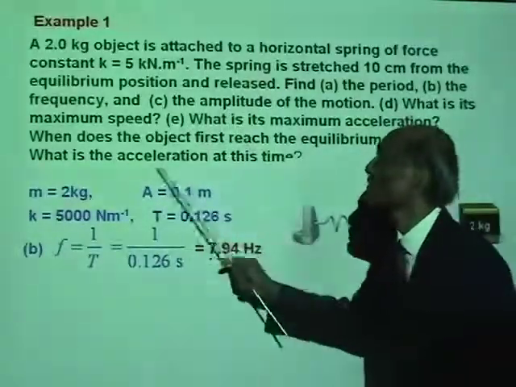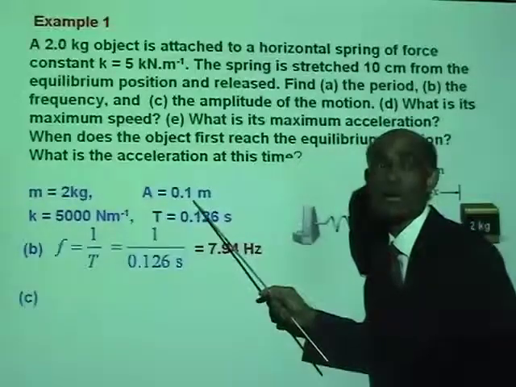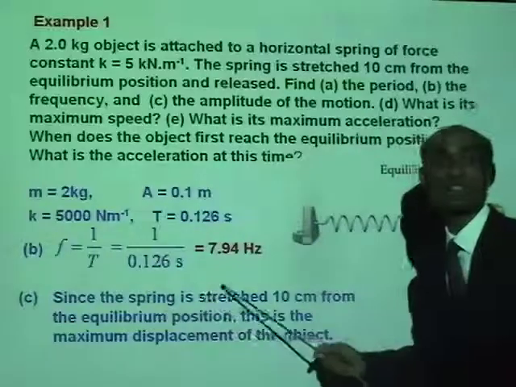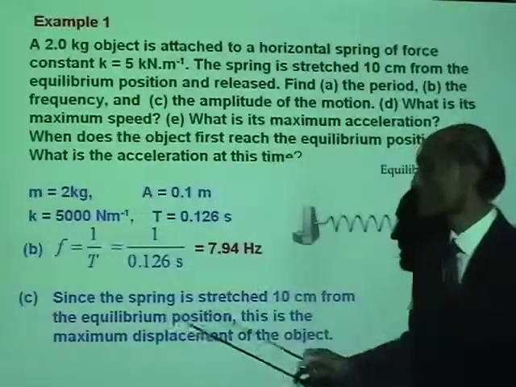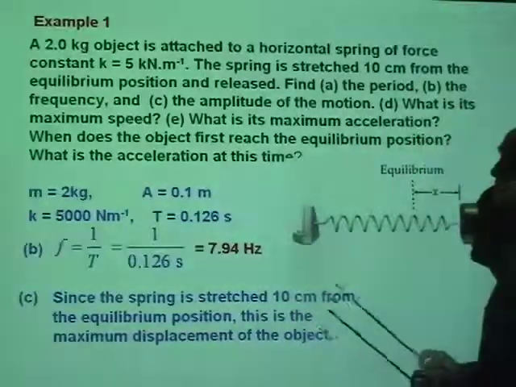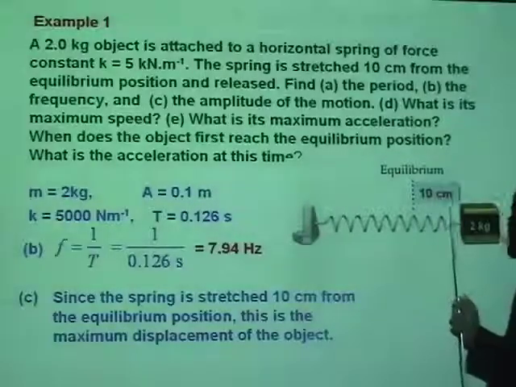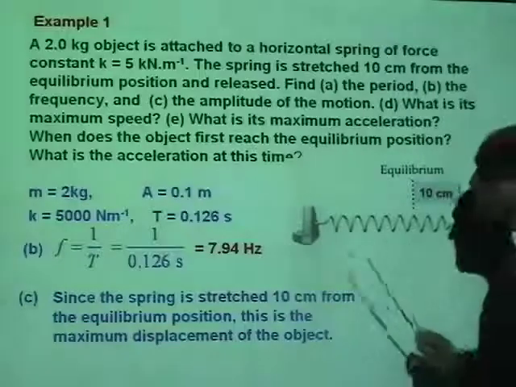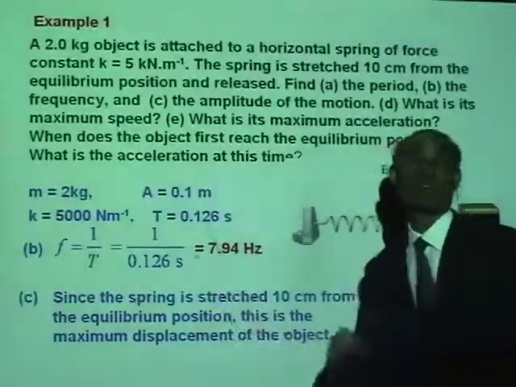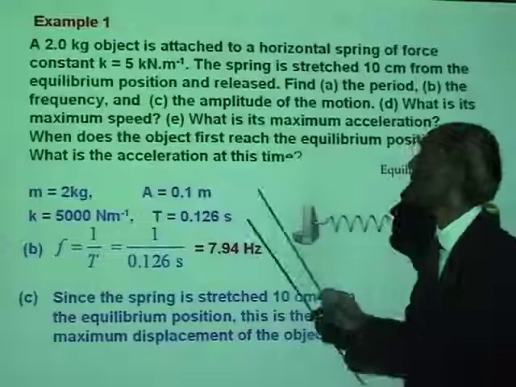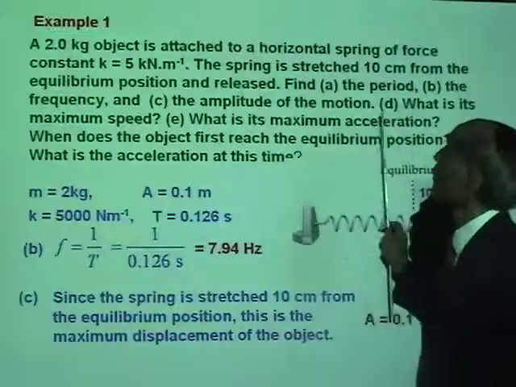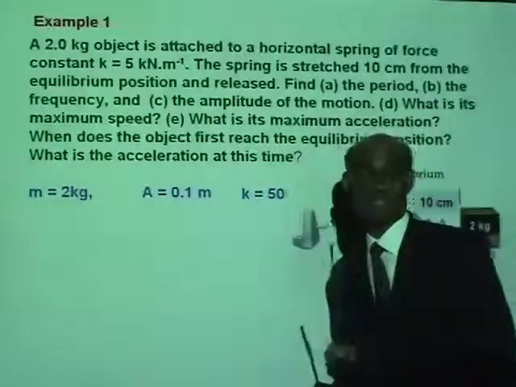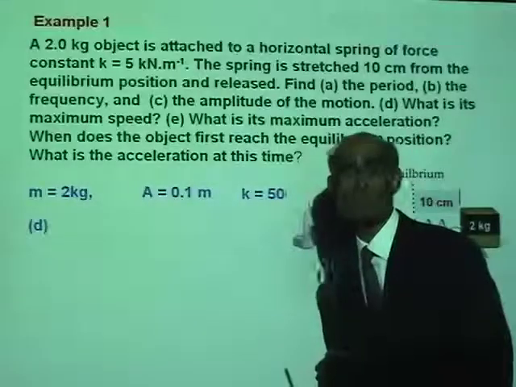What is the answer for C? It's right there. The amplitude is the maximum displacement since the spring is stretched to 10 centimeters from the equilibrium position. This is the maximum amplitude. You see? That is the maximum amplitude, maximum displacement. Therefore, that is the amplitude. What is the next one? What is the maximum speed? Alright, what is the equation for the maximum speed?